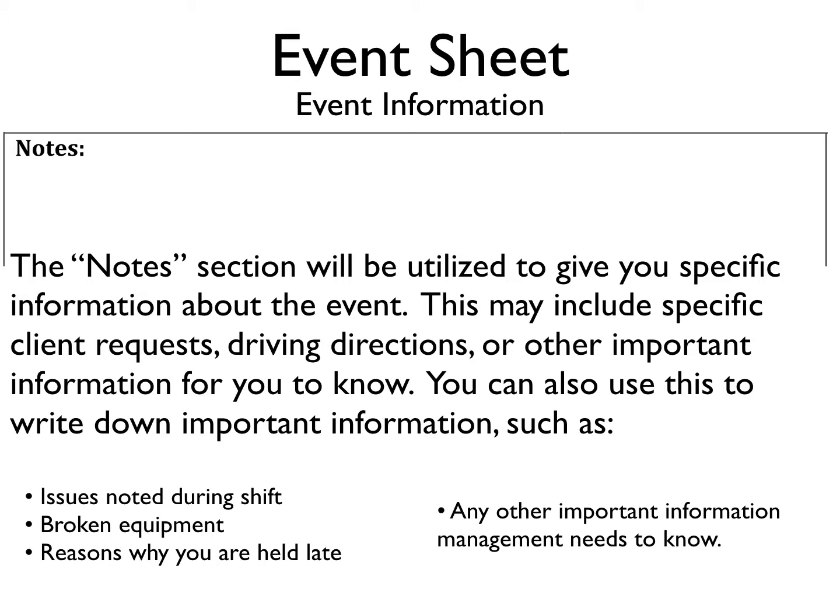Below the event information section is going to be the notes section. This is where we are going to write specific information as it relates to the event. For example, notes about the event, directions, other contact information. However, you may also use this area to write down important information, such as issues noted during shift, broken equipment, reasons why you were held late, or any other important information you would like management to know.